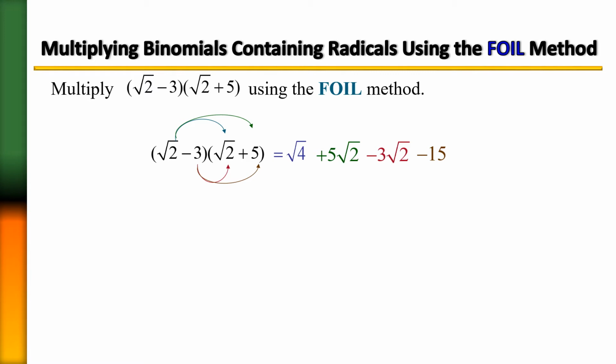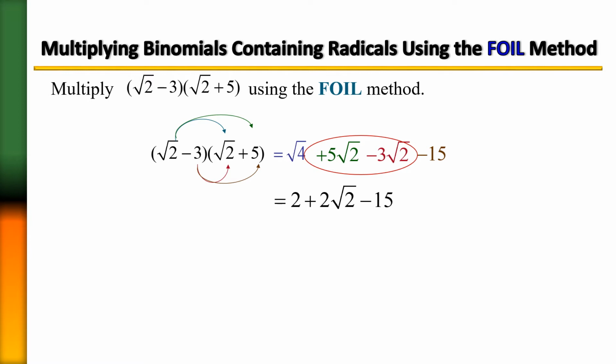And we do have that in this example. The middle terms, 5 square root of 2 minus 3 square root of 2. These are like radicands, like radicals. All you have to do is combine the outside and keep the radicand of 2. So that's going to give us 2 radical 2. We can also go ahead and simplify that first term. Square root of 4 is 2. So that's going to leave me with 2 plus 2 radical 2 minus 15.